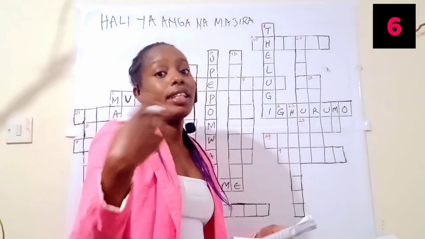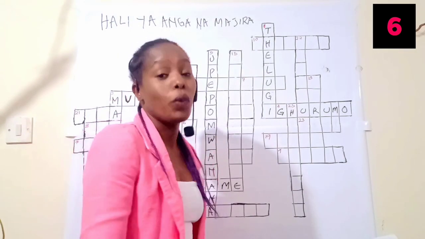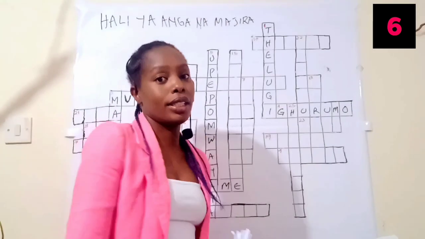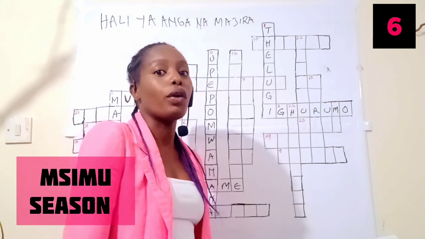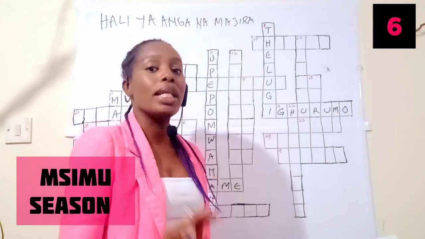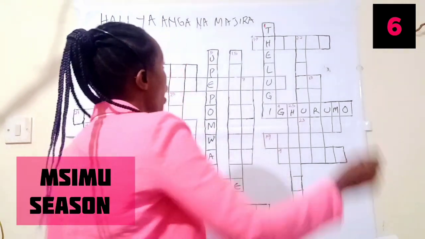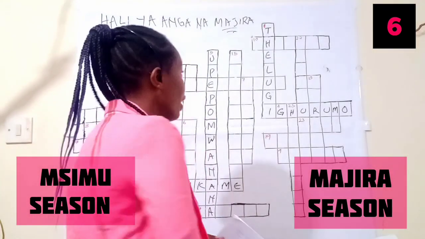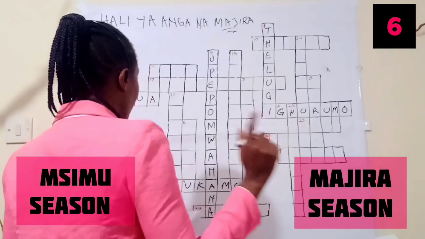Then, number six is season. What is season in Swahili? There are two words. There is msimu. Msimu singular, misimu in plural. Seasons. Or you can say majira.